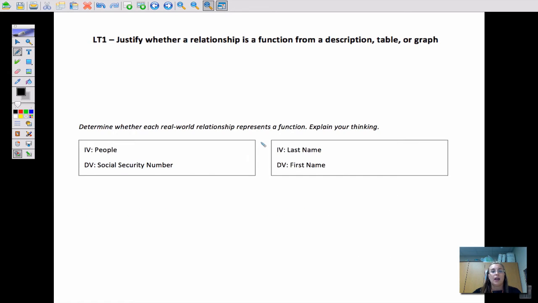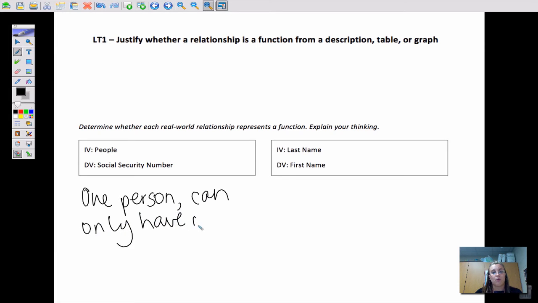okay? And then if I'm thinking about a real world situation, I want to think about one x and if it could have more than one y. So if I think about one person and I think about Social Security numbers, one person can only have one Social Security number. So this is a function.